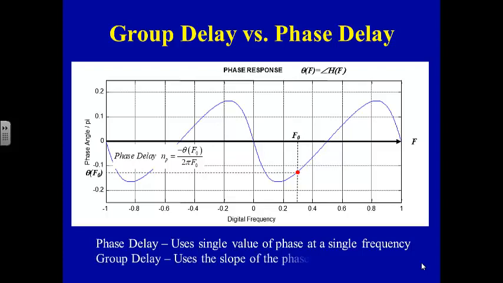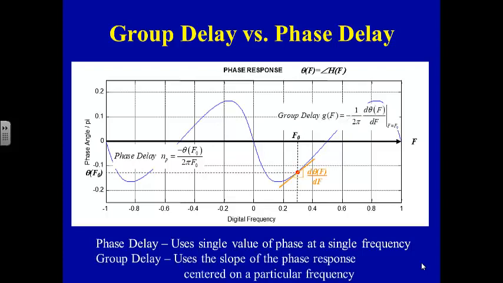The group delay at that frequency, we take the slope at that same frequency point and divide it by minus 2 pi, and that would give us the group delay. It would also have units of samples, but it would be a different answer than we would get from the phase delay term. So typically, usually these are two different measurements of delay.